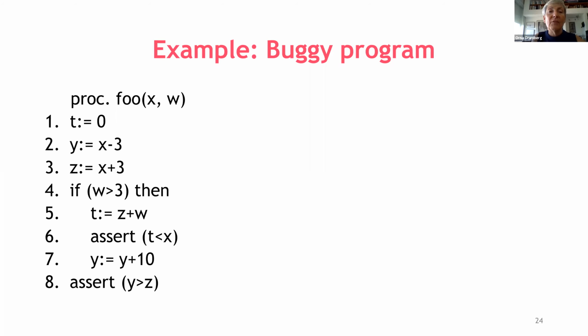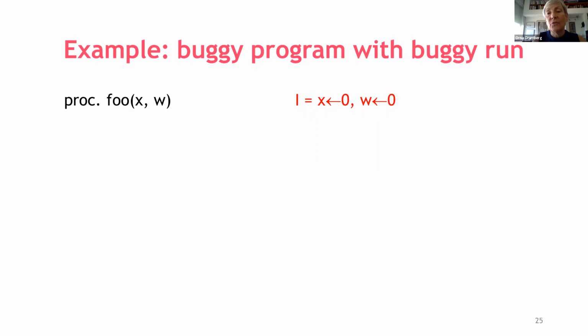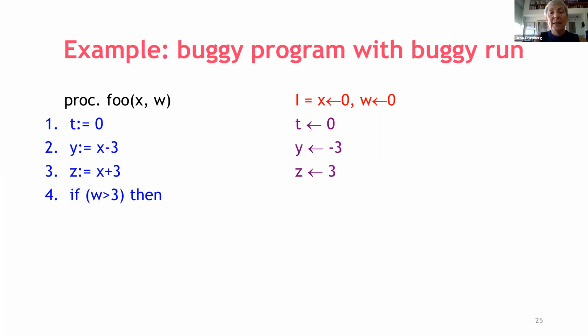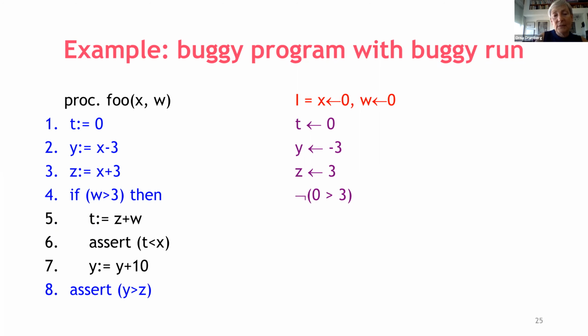And here is the buggy behavior of this program. If we start from x equals 0 and w equals 0, then t becomes 0, y becomes minus 3, z becomes plus 3. And now when we get to the if statement, w is not greater than 3. So we jump right away to the assertion. And at this point, the assertion is violated because y is minus 3, z is 3, and minus 3 is not greater than 3.